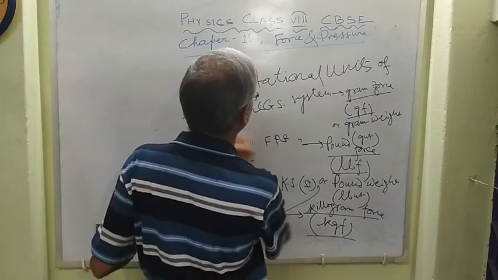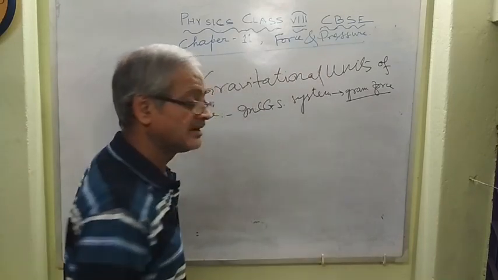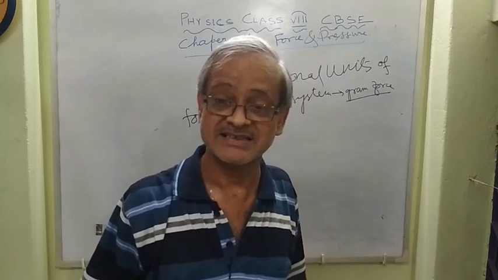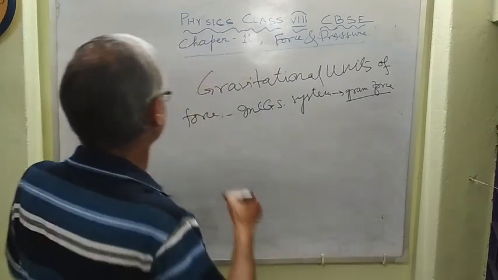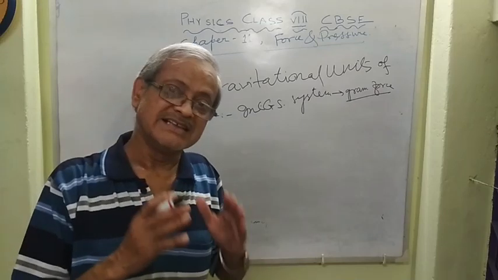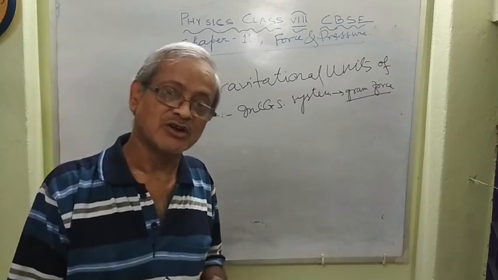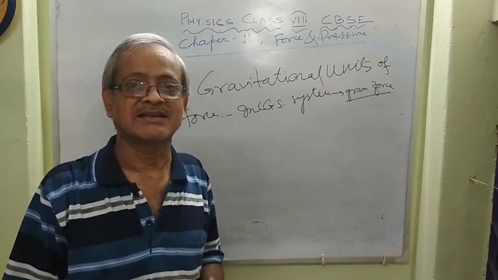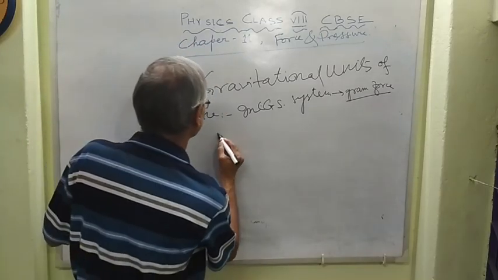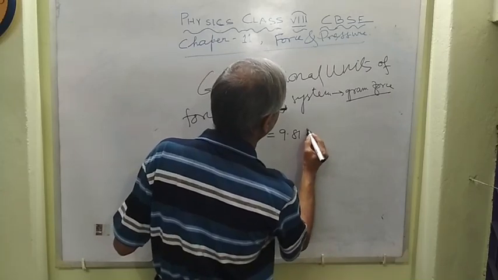Now, in a similar way, kilogram force is the gravitational unit of force in MKS system or SI system, and it is defined as the weight of a 1 kilogram body, the force of attraction by the earth towards its center on 1 kilogram mass. Hence, 1 kilogram force equals 9.81 newton.